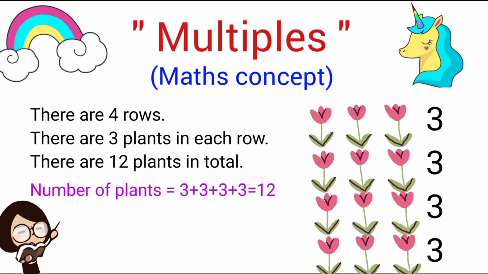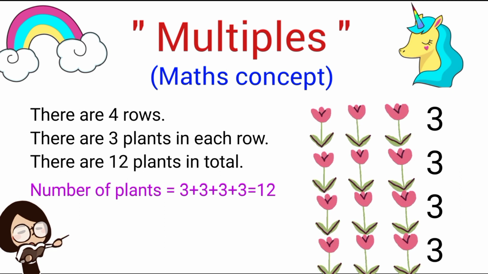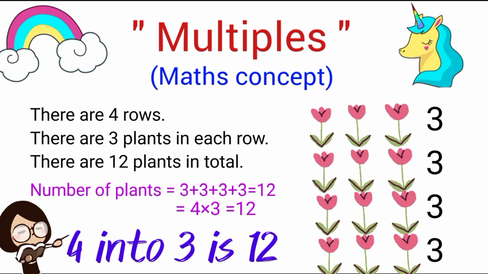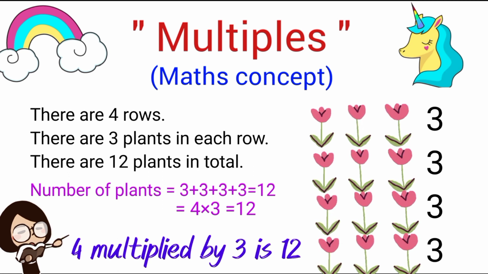That means there are 4 rows and in each row there are 3 plants. So here the total number of plants is given by the addition of 3 plants in 4 rows. So the number of plants is equal to 3 plus 3 plus 3 plus 3 is equal to 12. So here, how many times is the number 3 added? Yes, the number 3 is added 4 times. So this expression can also be written as 4 times 3 is 12. 4 into 3 is 12. 4 multiplied by 3 is 12.